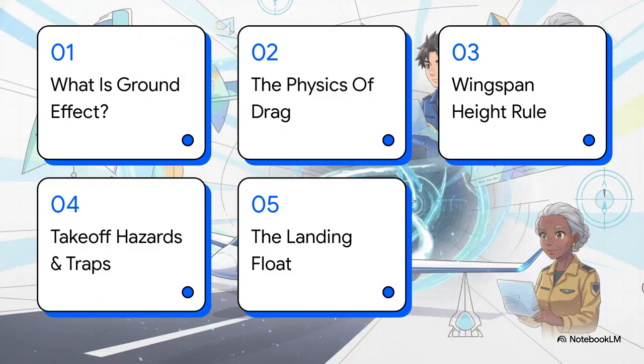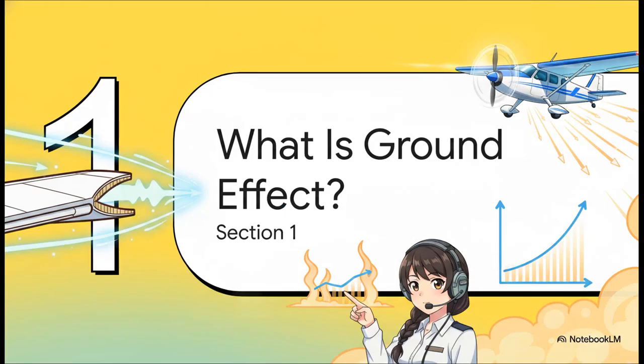Here's our flight plan for today. First up, what is ground effect? Then we'll look at the physics of drag, followed by the wingspan height rule. After that, we'll cover takeoff hazards and traps, and finally, the landing float. Let's get to it. Section 1.